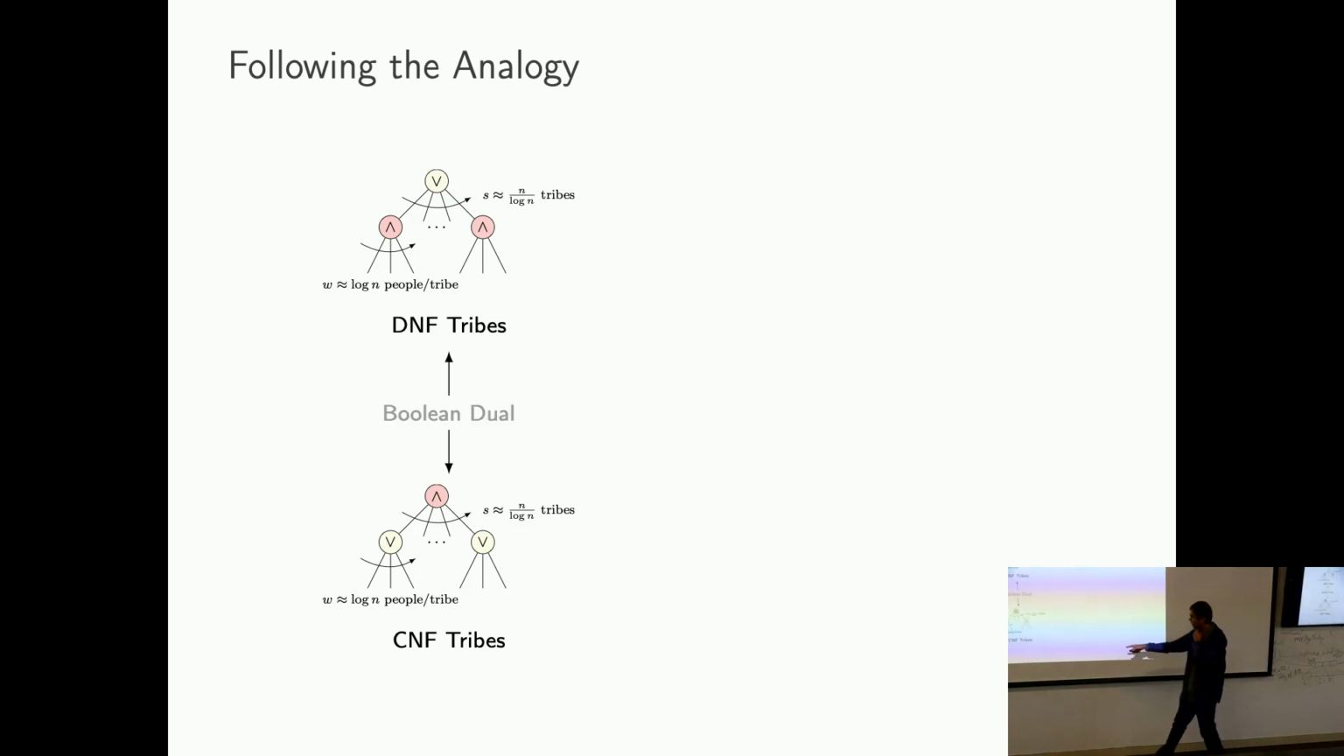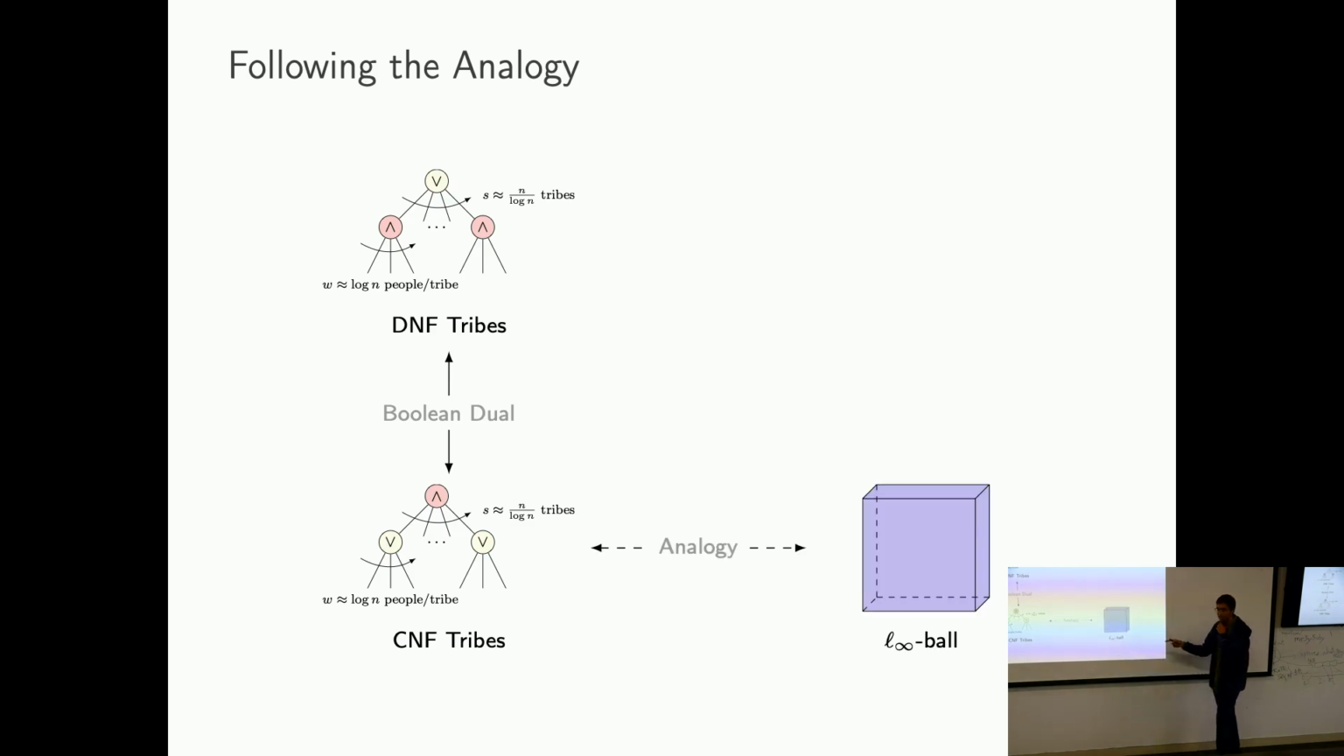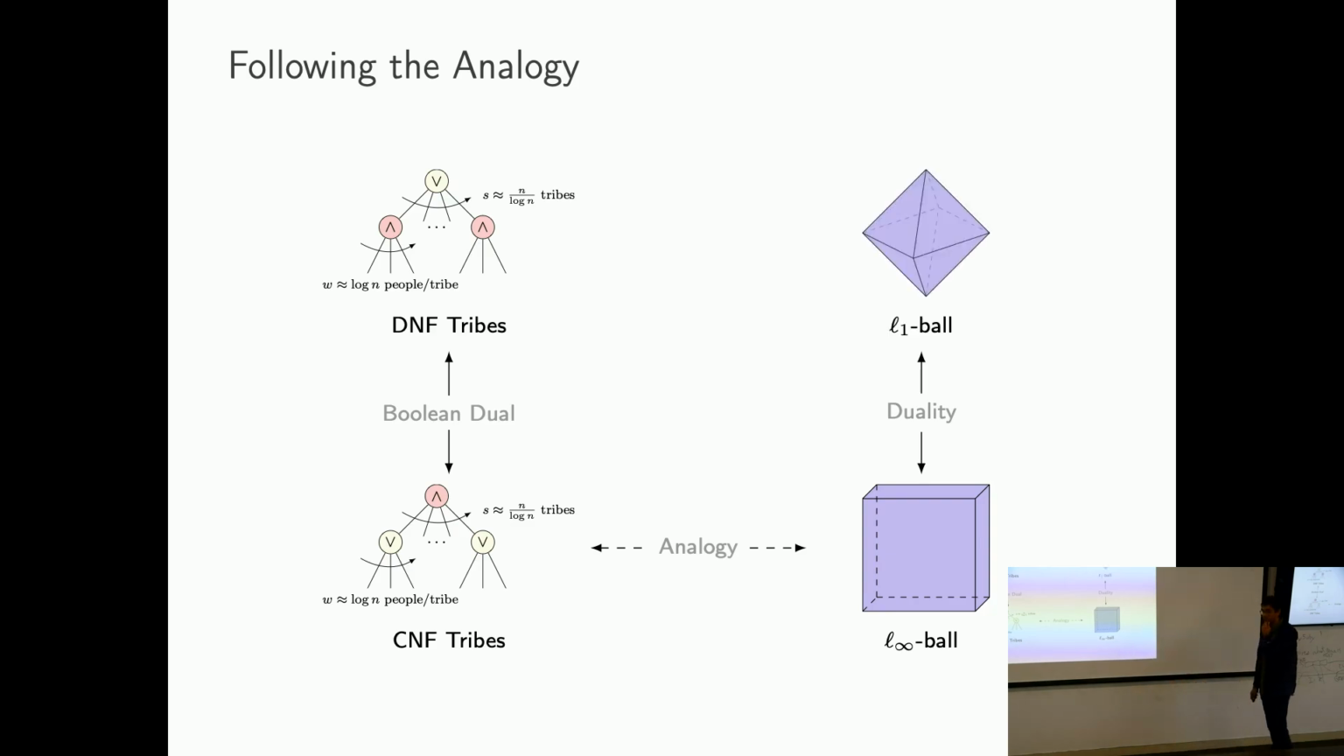We know the analog of CNF tribes. It's this L infinity ball. And it's an intersection of roughly n orthogonal disjoint slabs. And there's a very well-studied notion of duality in convex geometry. You might have seen this when you learn linear programming duality, which tells you that the dual of the cube, or the L infinity ball, is the L1 ball. Yeah? So the analogy is suggesting a very natural, hard set to approximate under the Gaussian distance.